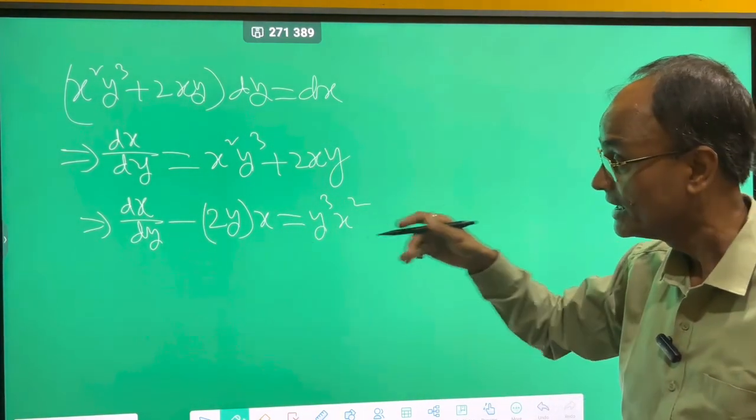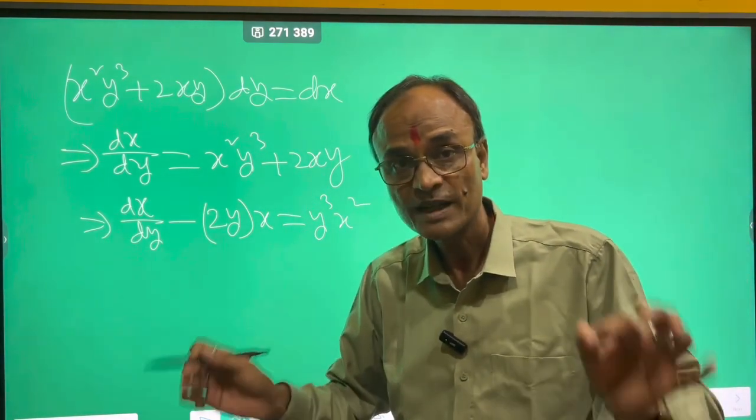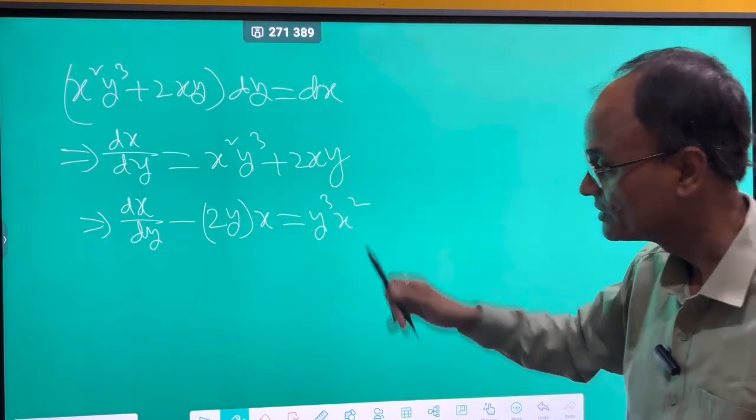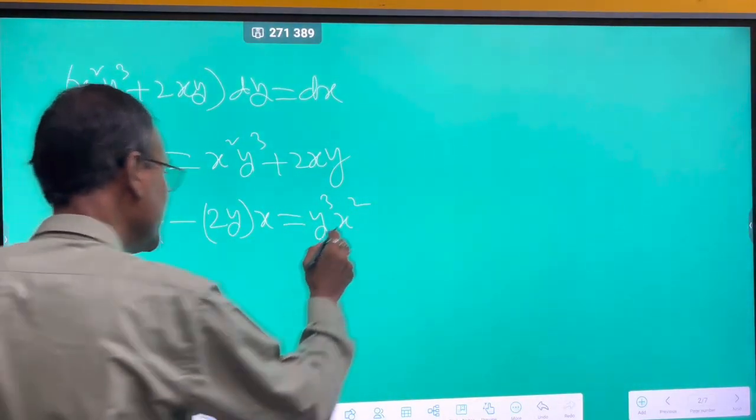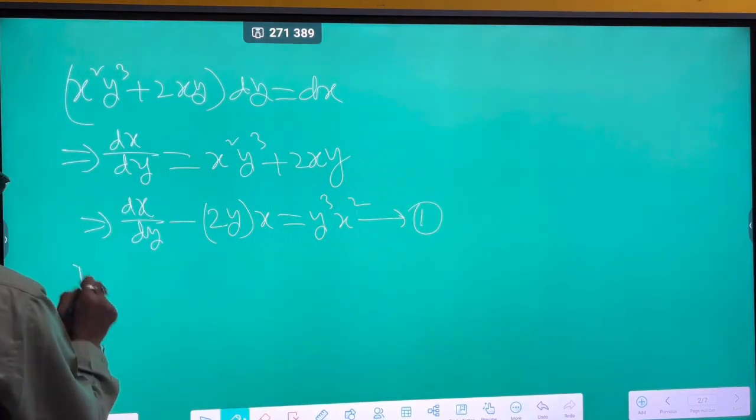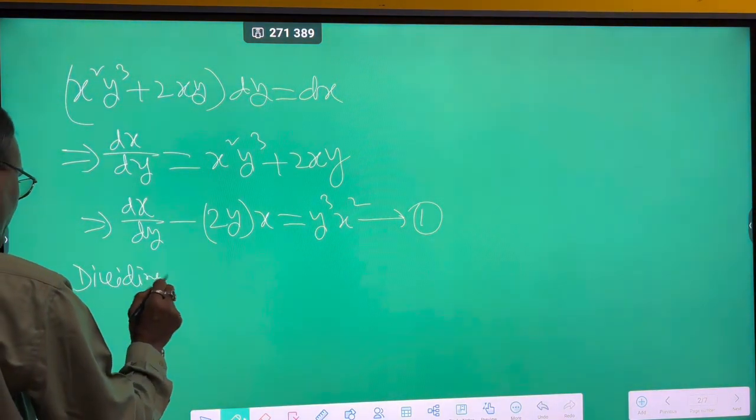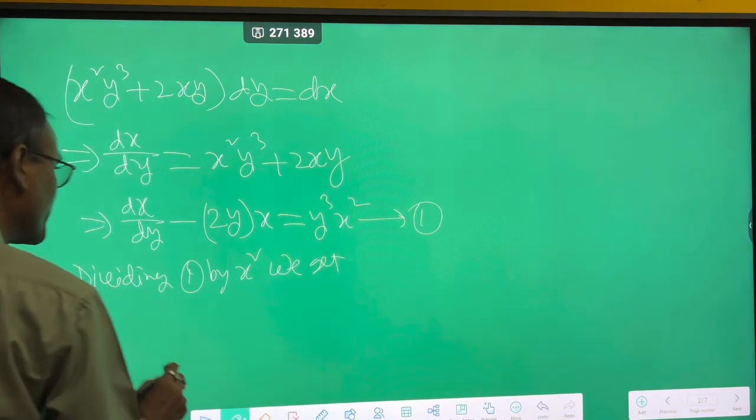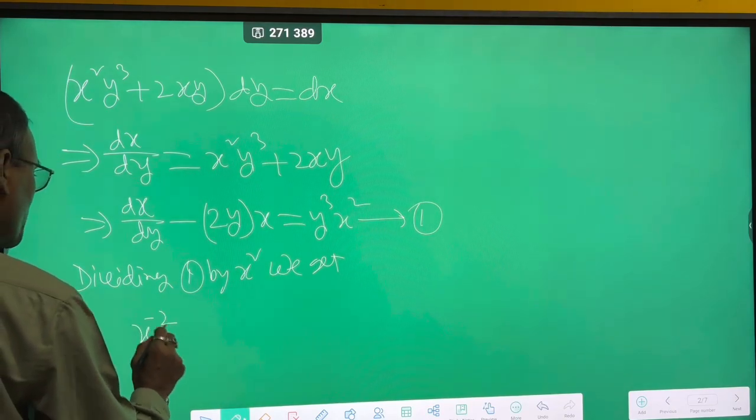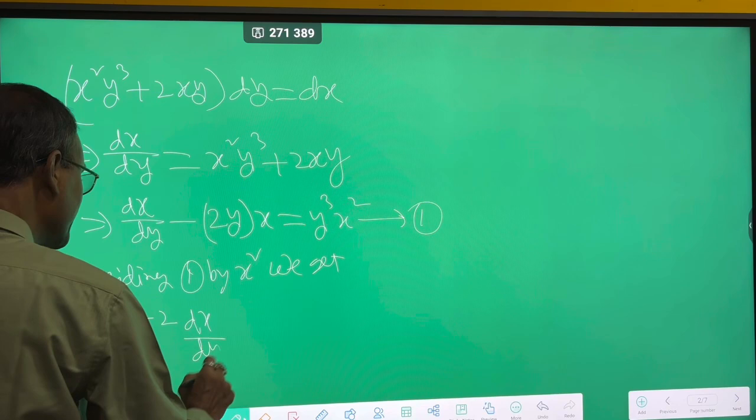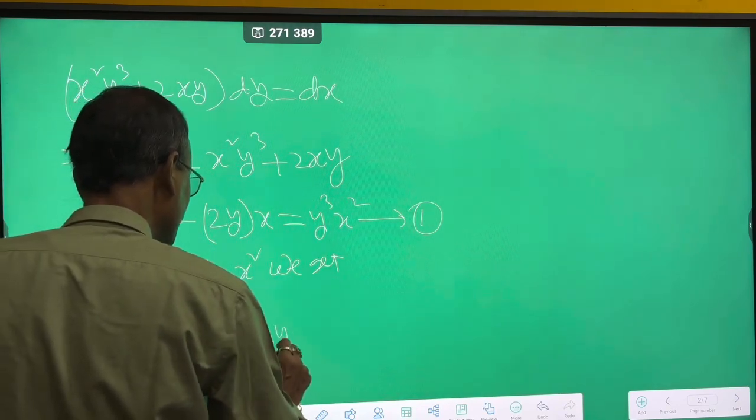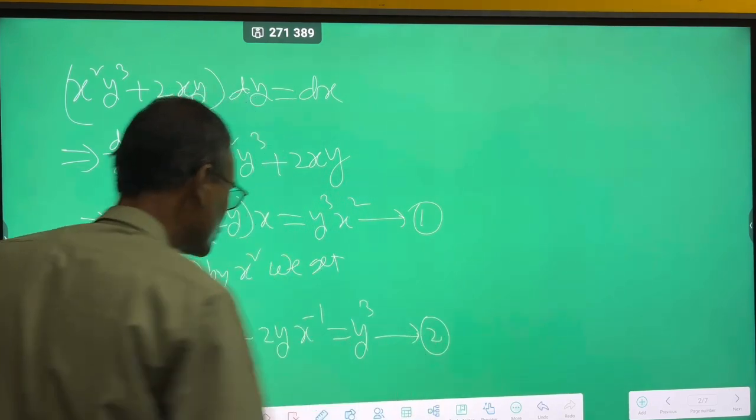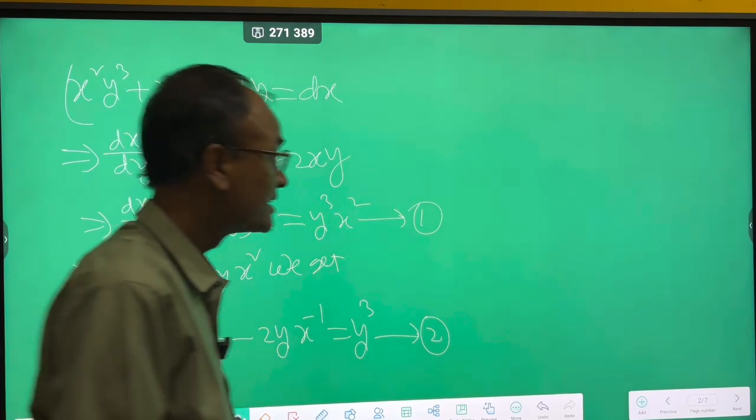To solve the Bernoulli's differential equation, what is the first step? Just divide the differential equation by x square. Dividing by x square, we get x to the power minus 2 dx by dy minus twice y x to the power minus 1 equal to y cube. This is number 2.